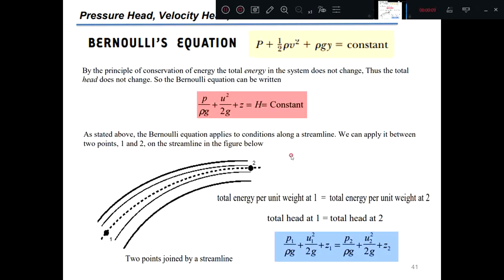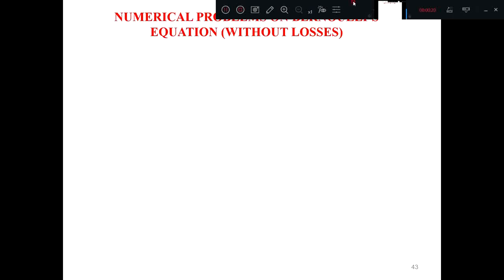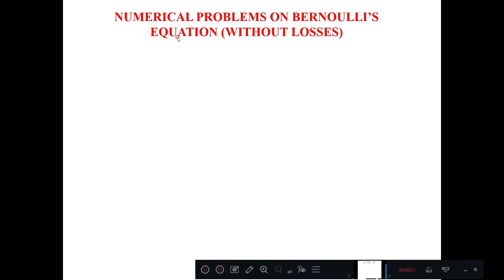In the previous lecture, we discussed Bernoulli's equation and its applications. So, in today's session, we are going to solve some numerical problems on Bernoulli's equation without losses, meaning we are considering the fluid as an ideal fluid.